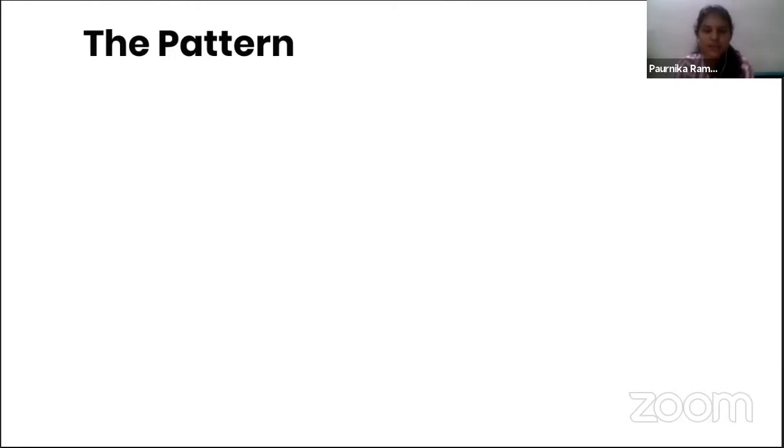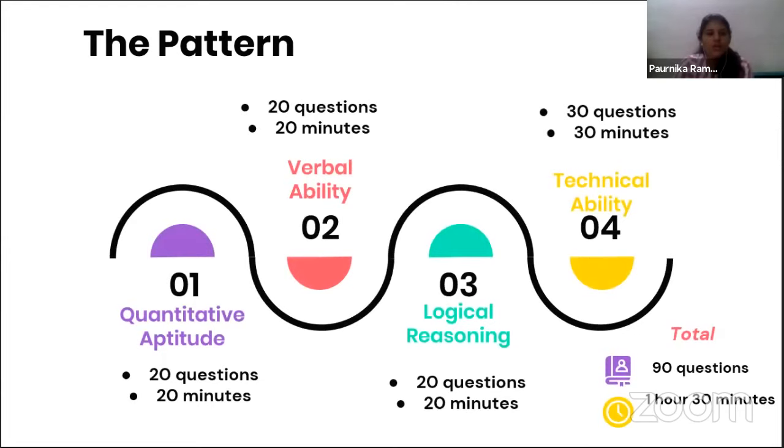The first section would be your quantitative aptitude section, where you will be asked 20 questions to be solved in 20 minutes. In a similar way, the second section is verbal ability, where the same pattern follows: 20 questions to be solved in 20 minutes. Again, logical reasoning will be your third section. There, again, 20 questions to be solved in 20 minutes.